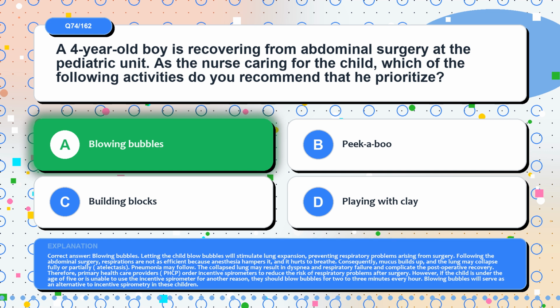However, if the child is under the age of 5 or is unable to use the incentive spirometer for another reason, they should blow bubbles for 2 to 3 minutes every hour. Blowing bubbles will serve as an alternative to incentive spirometry in these children.